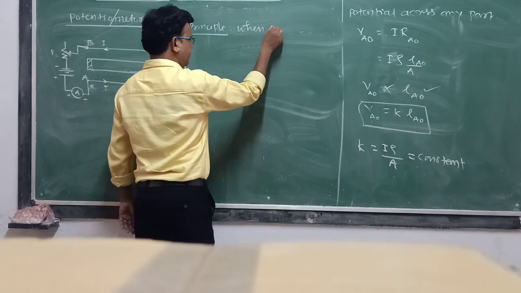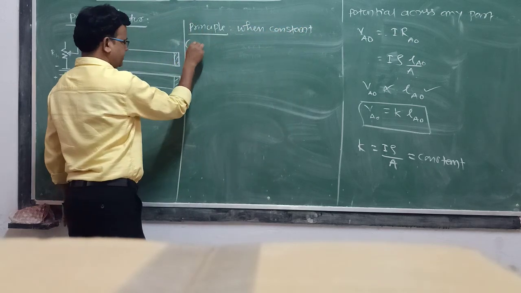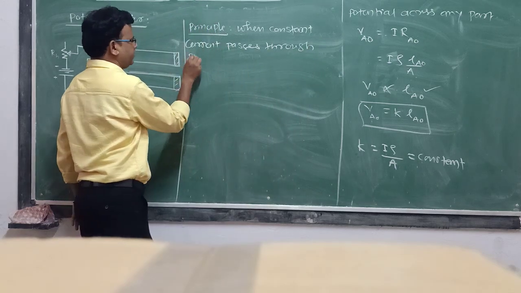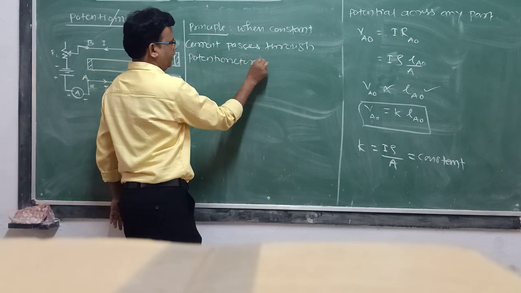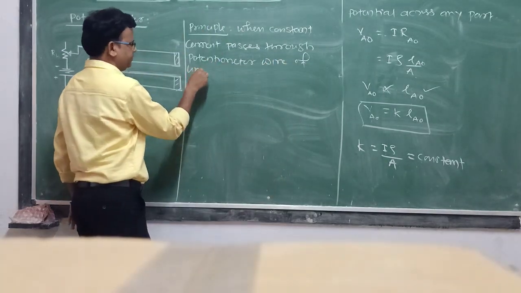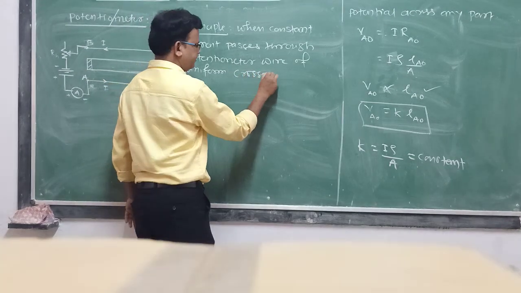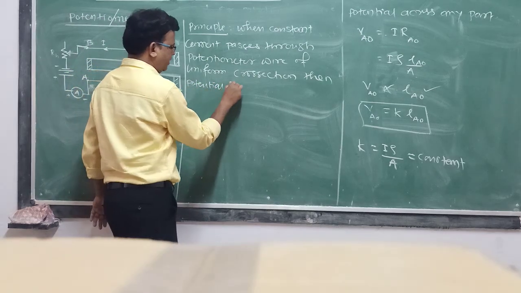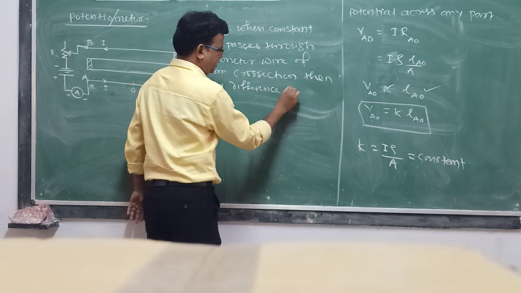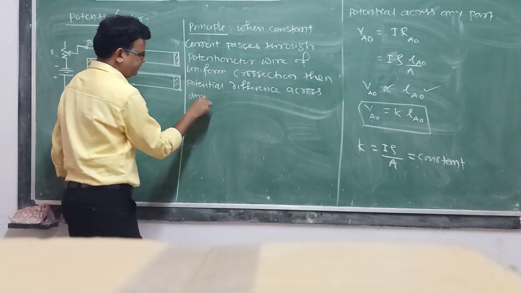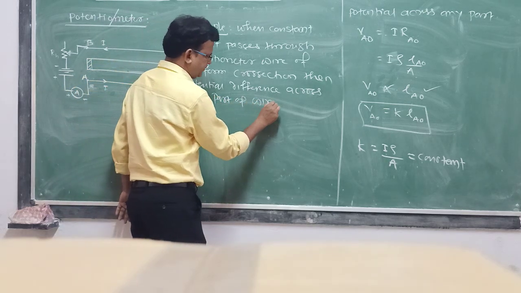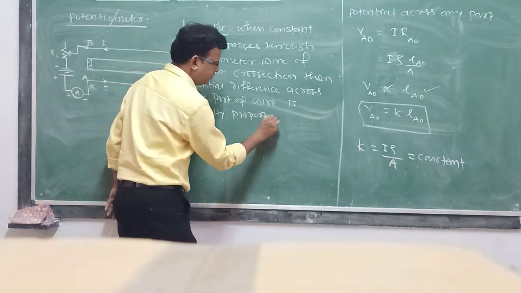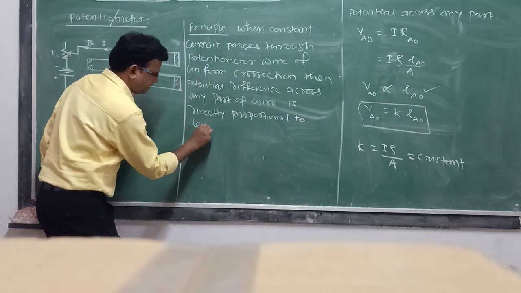When constant current passes through potentiometer wire of uniform cross section, then potential difference across any part of wire is directly proportional to the length of that part of wire.